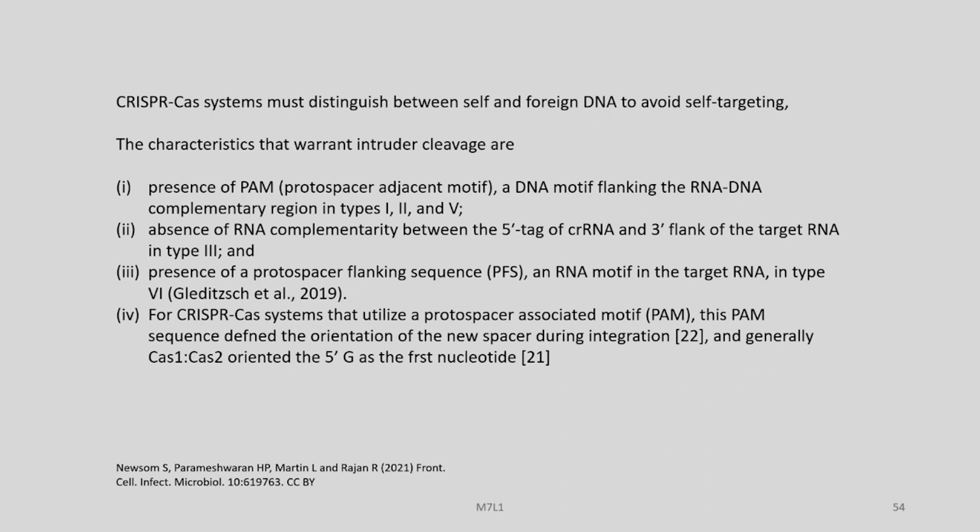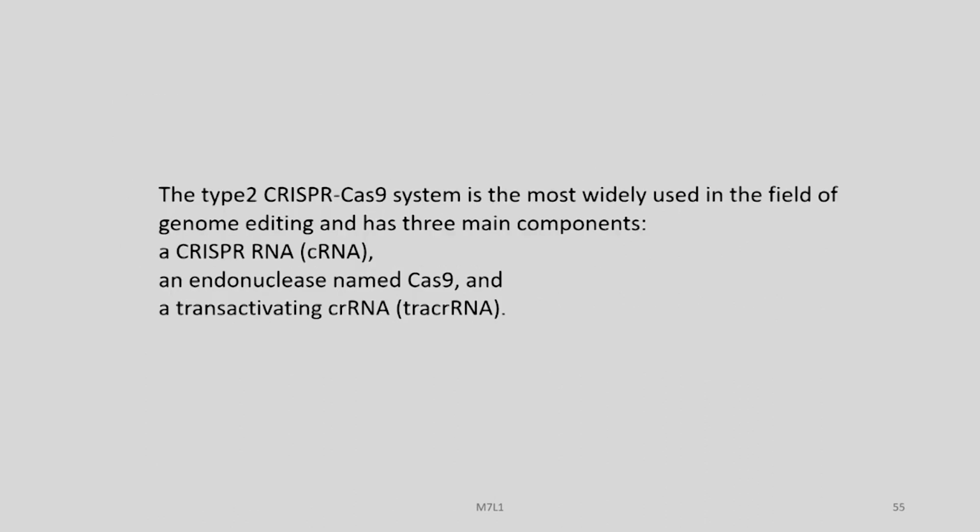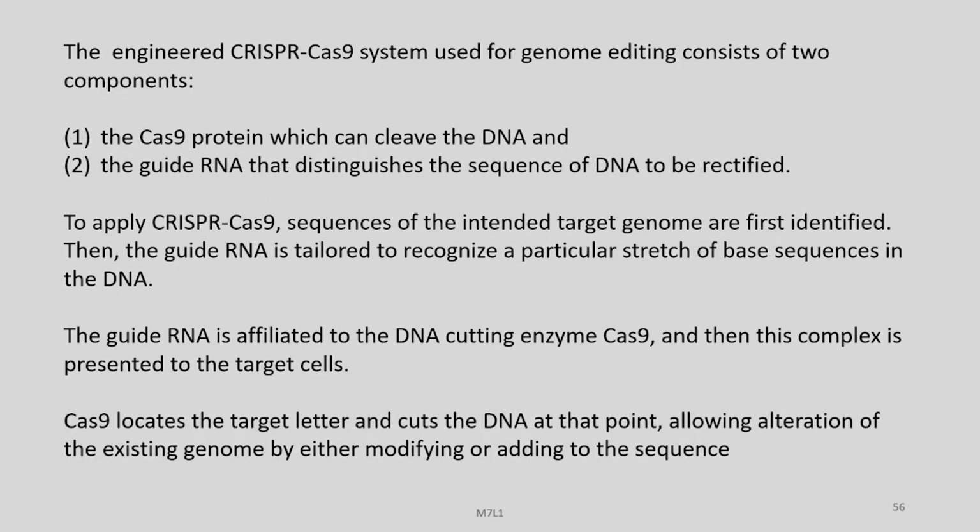For CRISPR-Cas systems that utilize a protospacer adjacent motif, PAM, this PAM sequence defines the orientation of the new spacer during integration, and generally Cas1-Cas2 orient the 5' G as the first nucleotide. The type 2 CRISPR-Cas9 system is the most widely used in the field of genome editing and has three main components, as we now know: a CRISPR RNA, an endonuclease named Cas9, and a trans-activating crRNA.